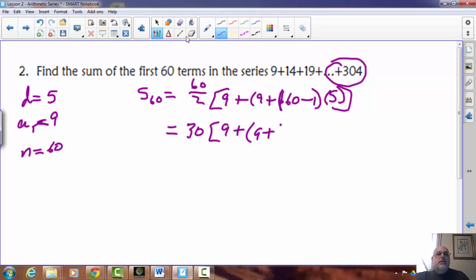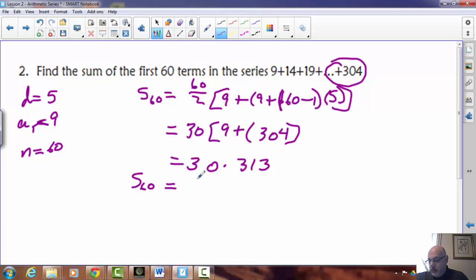So, and let me erase this. Alright, so let me say this again. 60 minus 1 is 59. 59 times 5, then add 9, it's 304. Okay, so you wind up with 30 times 313, 304 plus 9. That's the sum of the first 60 terms. So it's 9,390 is the sum of the first 60 terms.